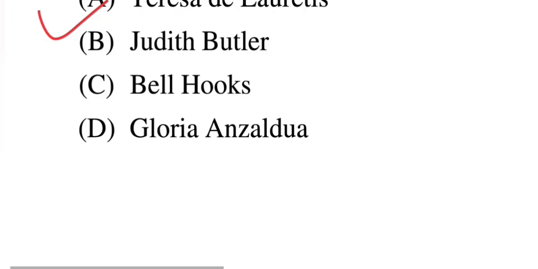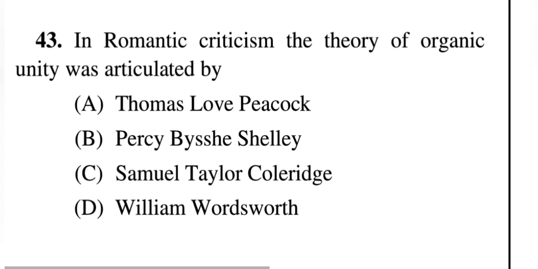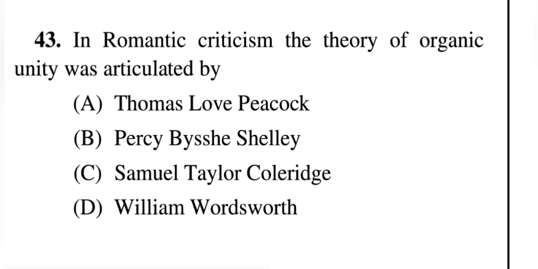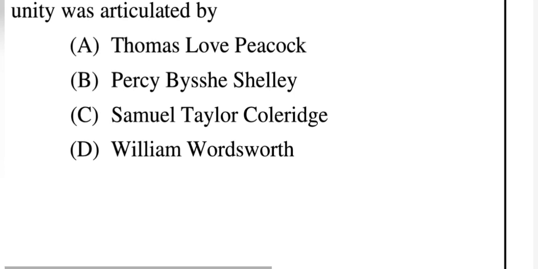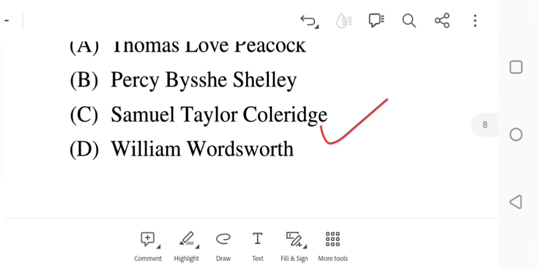Number 43, it says, in Romantic criticism, the theory of organic unity was articulated by whom? Thomas Love Peacock, Percy Bysshe Shelley, Samuel Taylor Coleridge, William Wordsworth. These all are notable literary figures, so you have to know about them. So what will be the correct answer? The theory of organic unity was articulated by option C, Samuel Taylor Coleridge. He is known for his famous works like Kubla Khan, The Rime of the Ancient Mariner, like that.